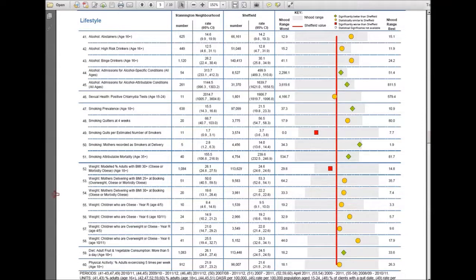Now if we go down to lifestyle indicators, you can see there's the first red dots for Stannington, but by and large most of the things for Stannington they're in green. When we look at some of the red dots, we've got things like the smoking quit rate. Well, for Stannington you'd expect the smoking quit rate to be relatively low because the number of smokers is relatively low.